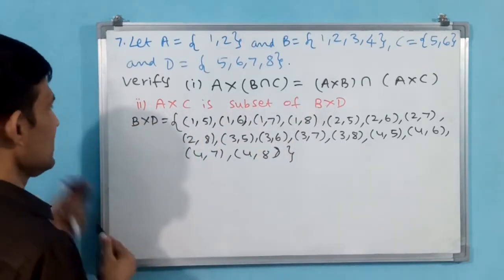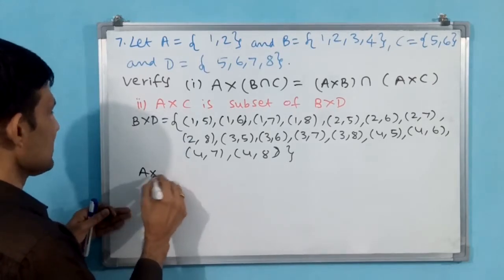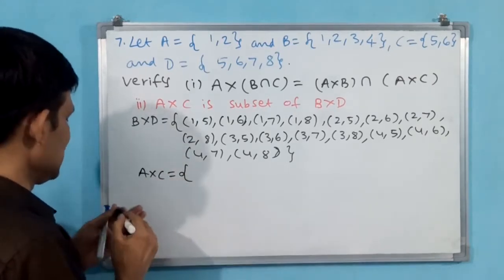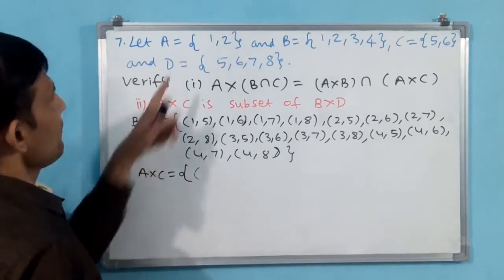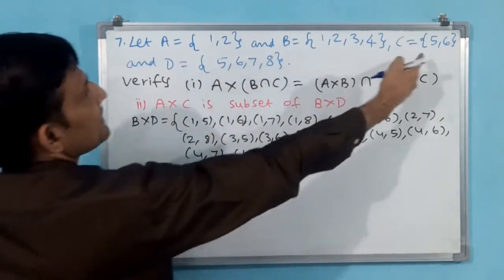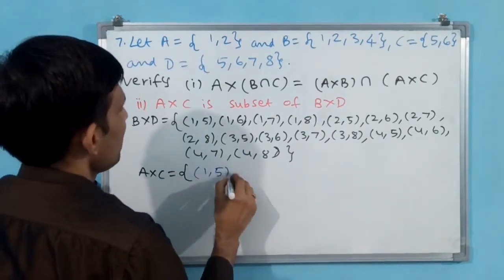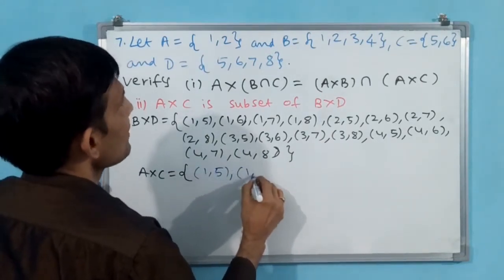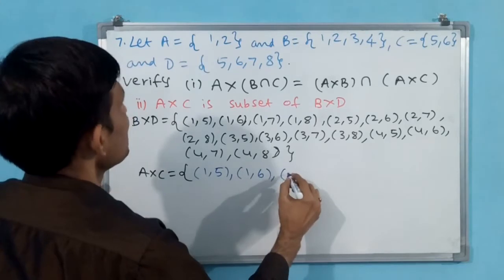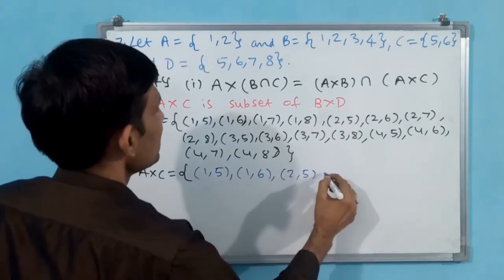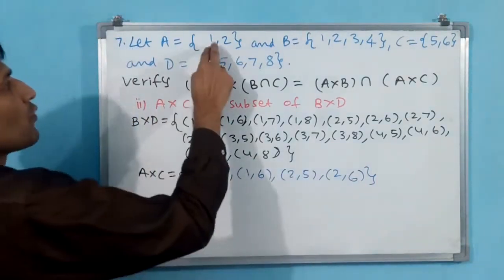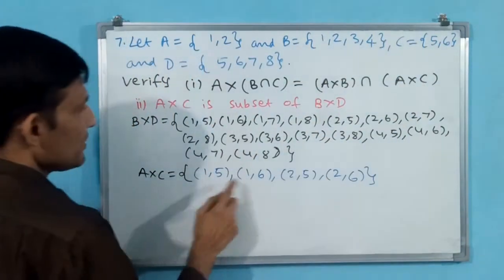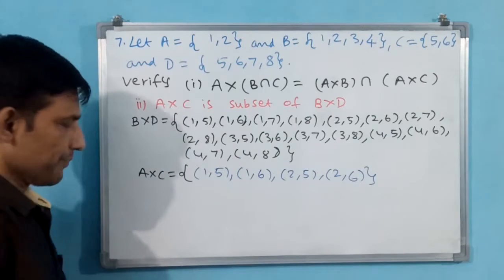Now you go for A cross C. Sorry, A cross C. A cross C is equal to (1,5), then (1,6), then (2,5), then (2,6). Close. Why? Because 2 into 2 is 4: 1, 2, 3, 4.